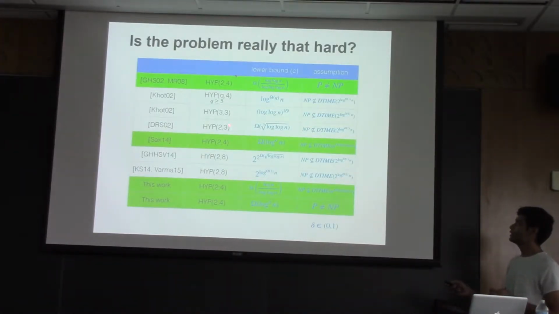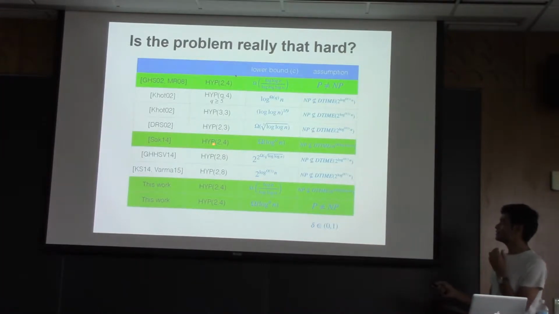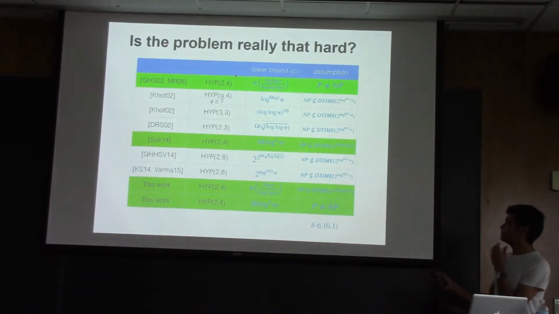So what is known? This slide is about the hardness of approximating hypergraph coloring. The focus of this talk is 2-colorable 4 uniform hypergraphs. That's why these rows are highlighted in green. So let me first go over it.